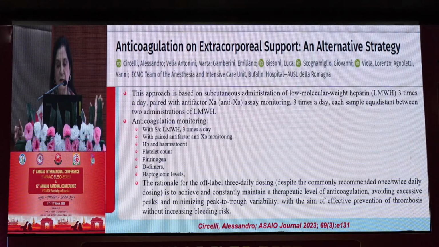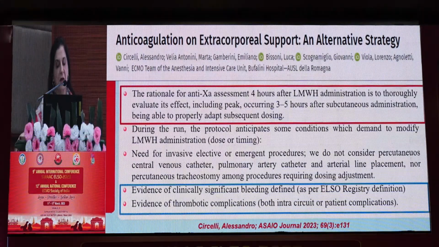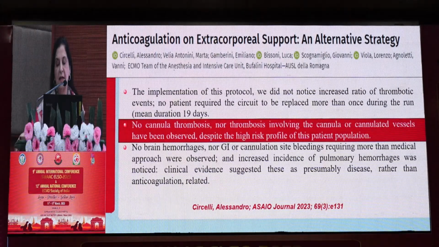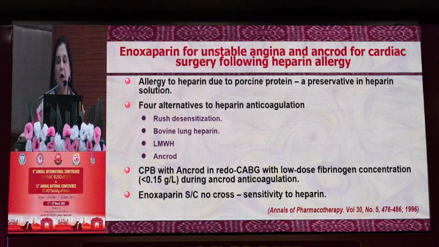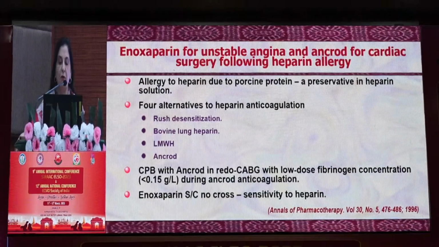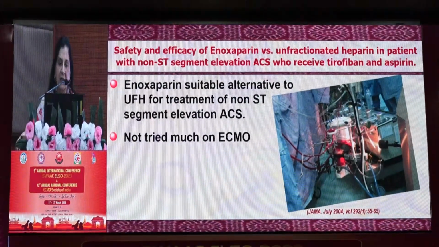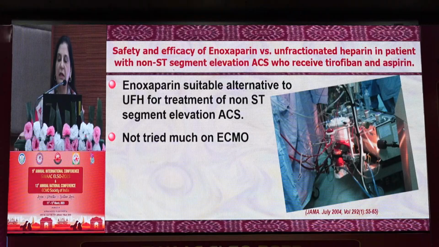And one of these latest trials brought about significant relevant titrations of low molecular weight heparin. Enoxaparin for unstable angina following high risk PCI, when the patient was put on ECMO, was a very good choice over the bovine lung heparin. Enoxaparin subcutaneous dose showed no cross sensitivity to any heparin antibody, and it was used in a very low dose, maintaining low fibrinogen levels. Safety and efficacy of enoxaparin versus unfractionated heparin has also been shown on ECMO as early as 2004.